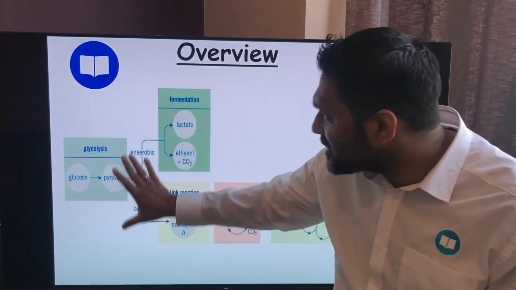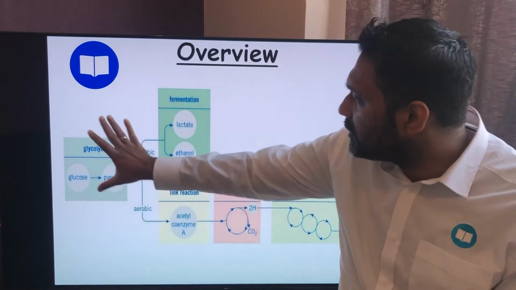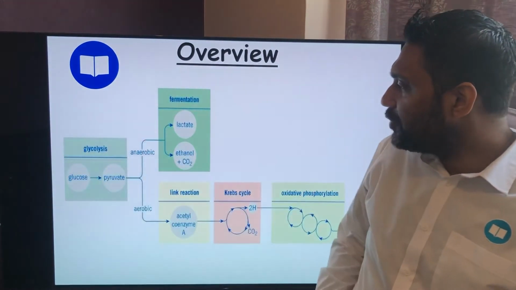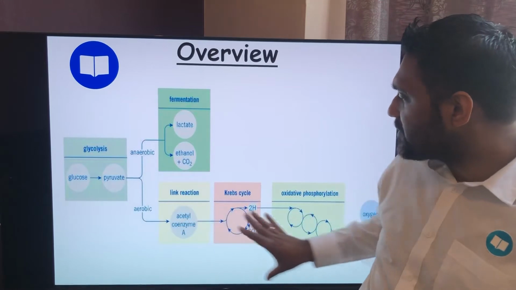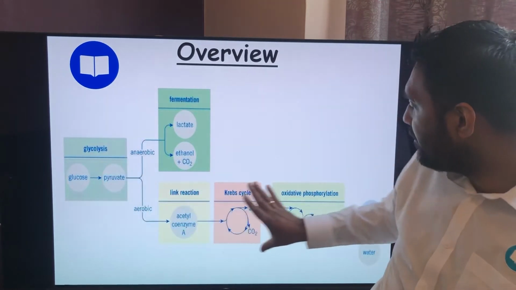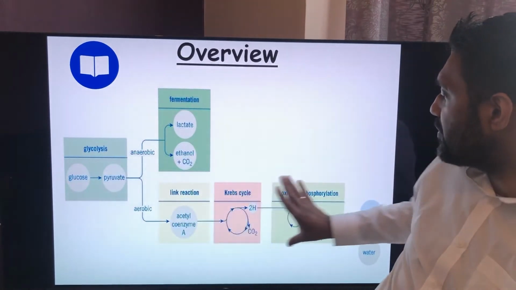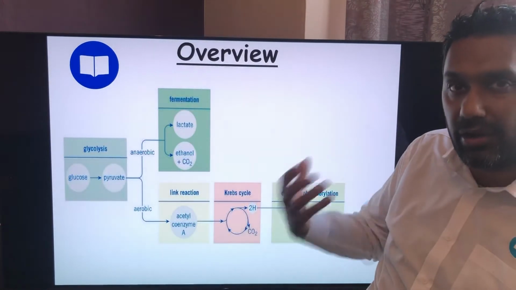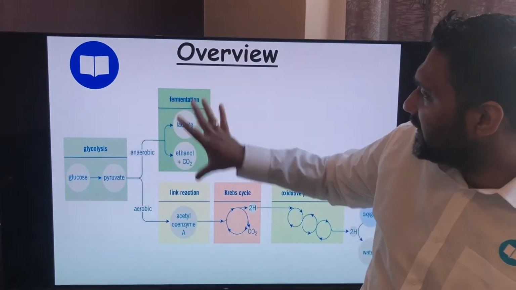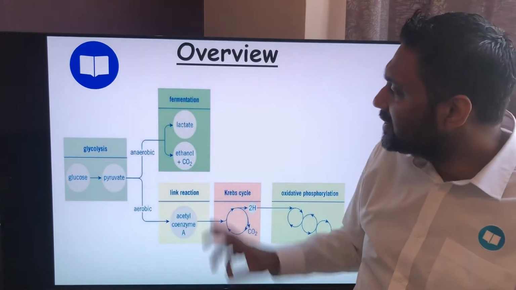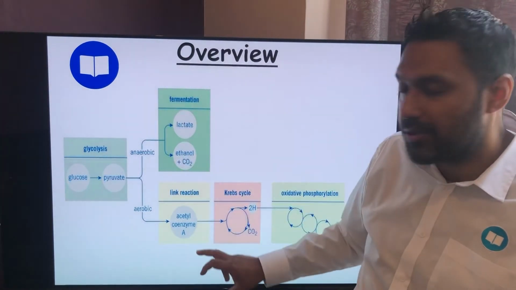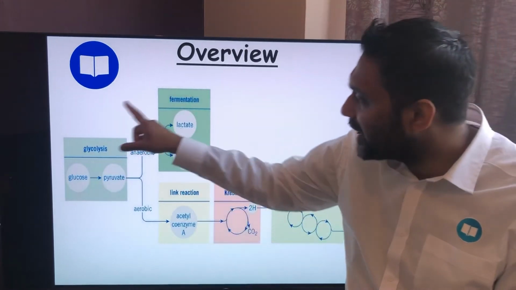Now, the overview then. Today we're focusing on this bit of respiration. But if you notice, we've got two types of respiration. This bottom one here is aerobic respiration. So this is aerobic respiration, meaning requiring oxygen. This is anaerobic respiration. Now they're both, anaerobic and aerobic respiration, have something in common, i.e.